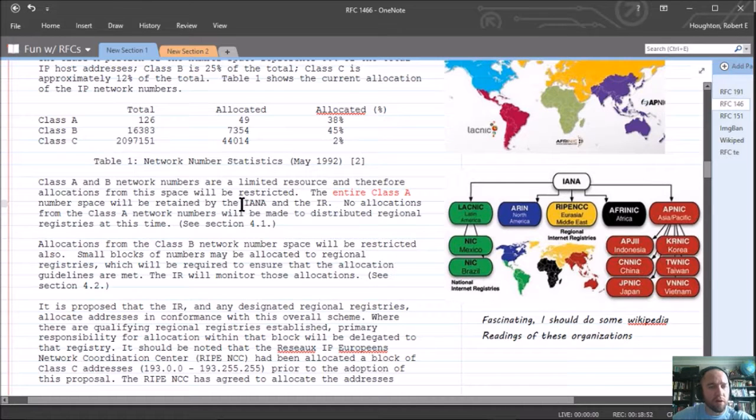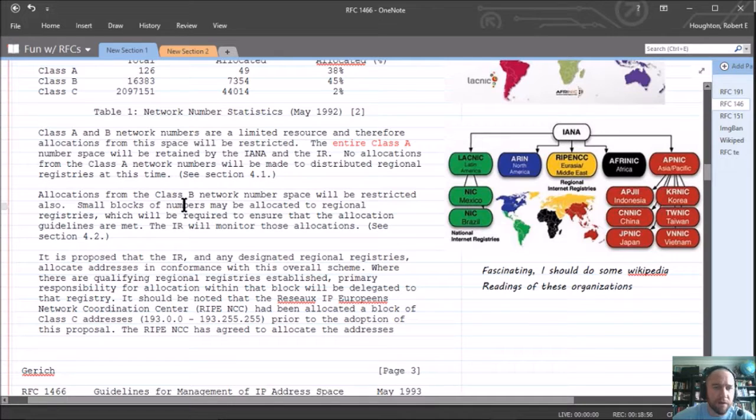Class A and B network numbers are a limited resource, and therefore allocation from this space will be restricted. The entire Class A number space will be retained by the IANA and the IR. No allocations from the Class A network numbers will be made to distributed regional registries at this time.